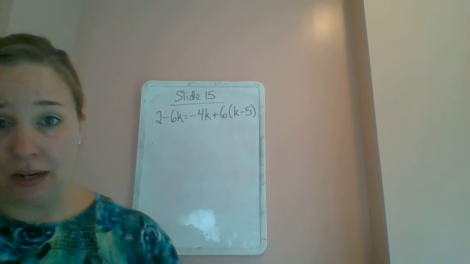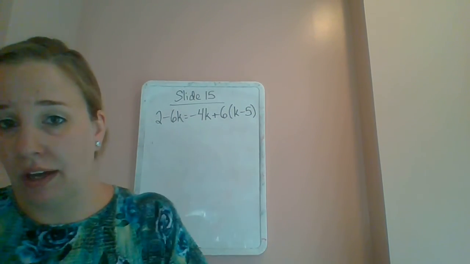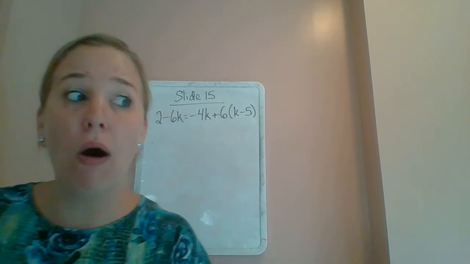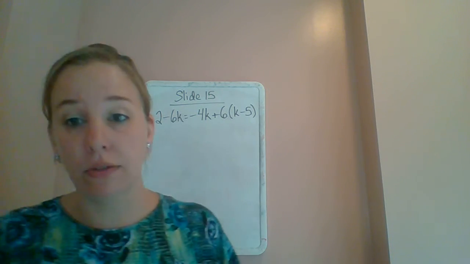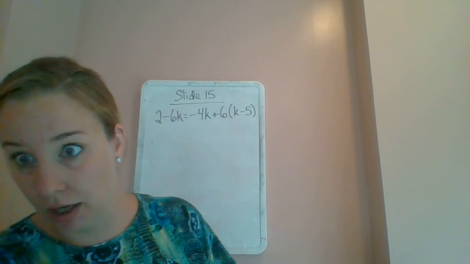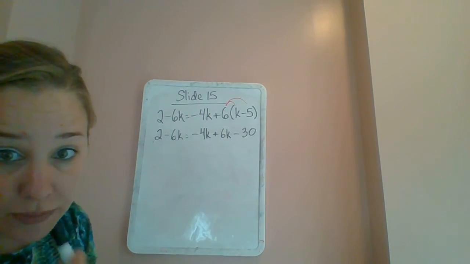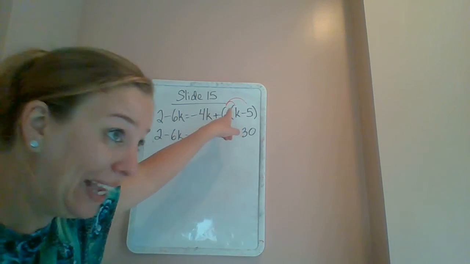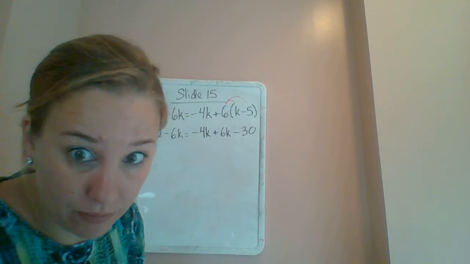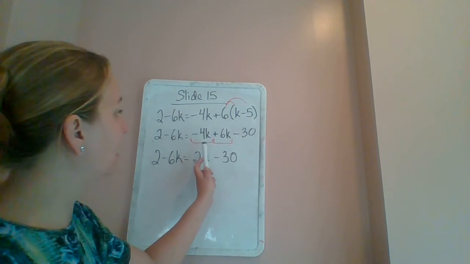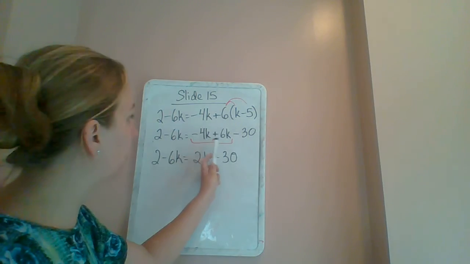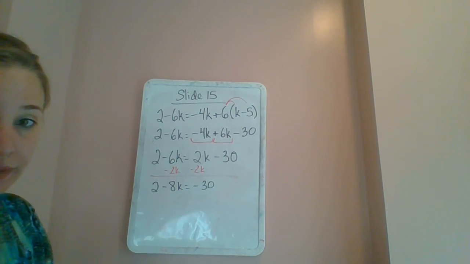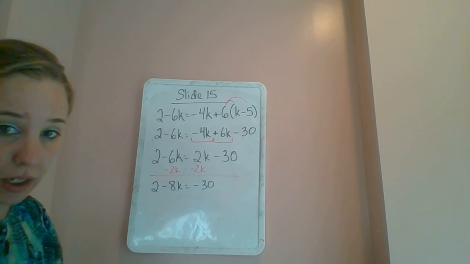All right, so slide 15, I'm going to do that step-by-step, so pause your video again. First things first, make sure you copy the problem down correctly. That's often where students make mistakes. So make sure you have it down right. Okay, first step after distribution, make sure you have a minus 30, 6 times negative 5, right? That's negative 30. And I've combined my like terms. Negative 4 plus 6, that's 2. Make sure you're trying. Then I moved my variable term to the other side of the equal sign.